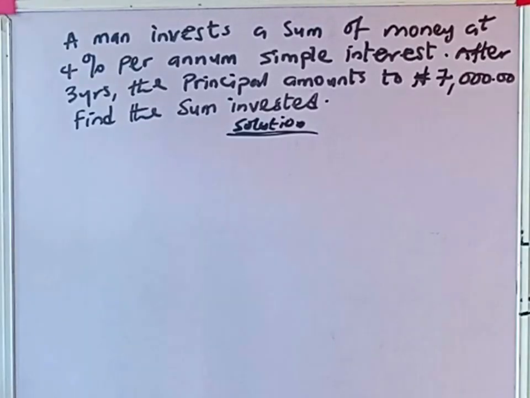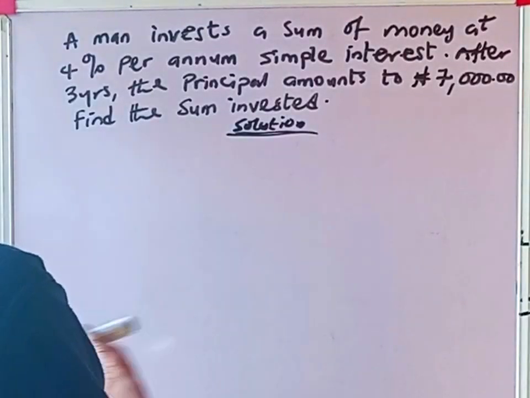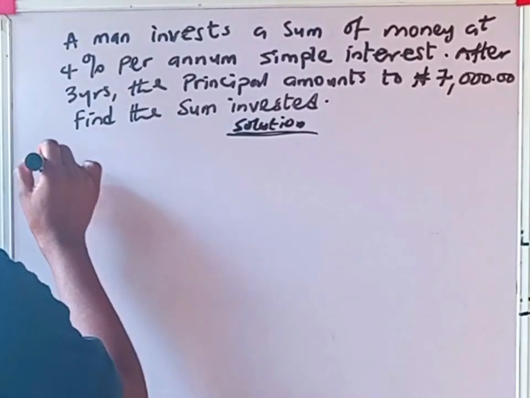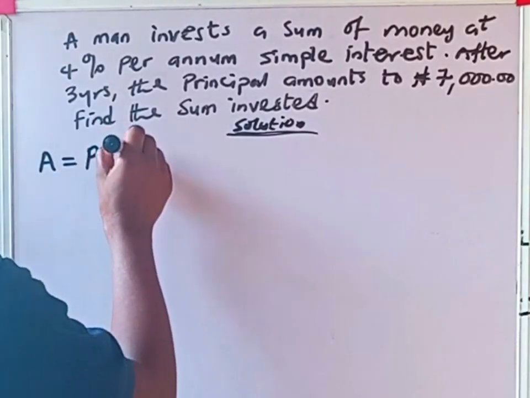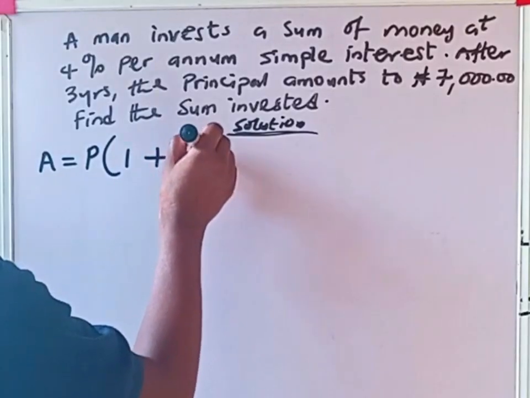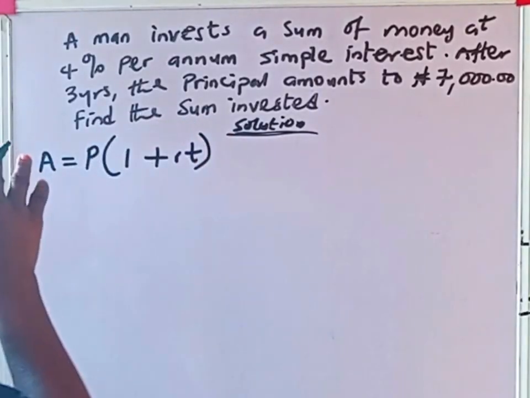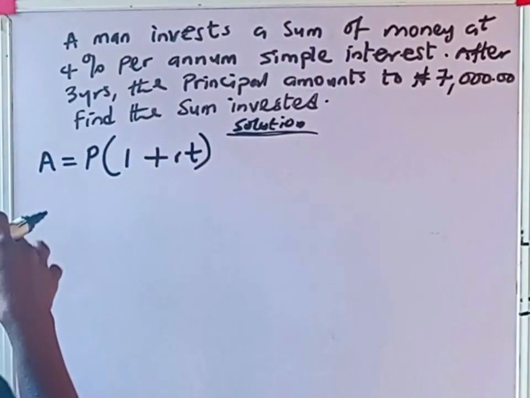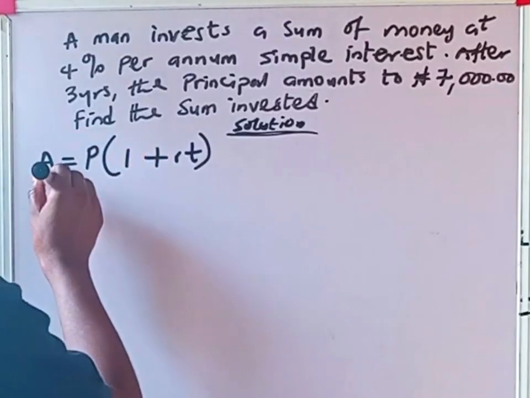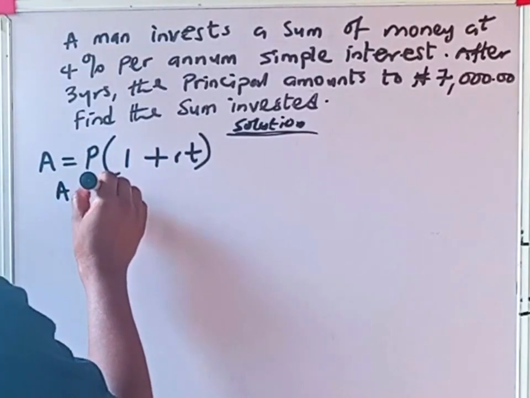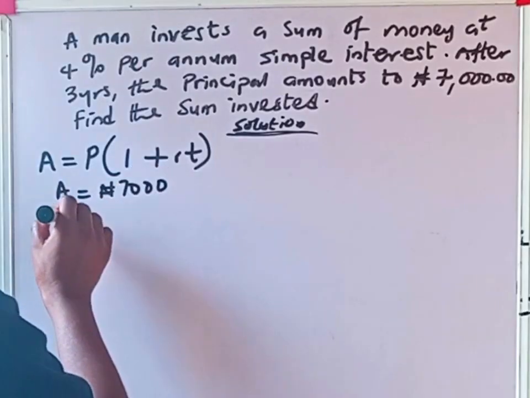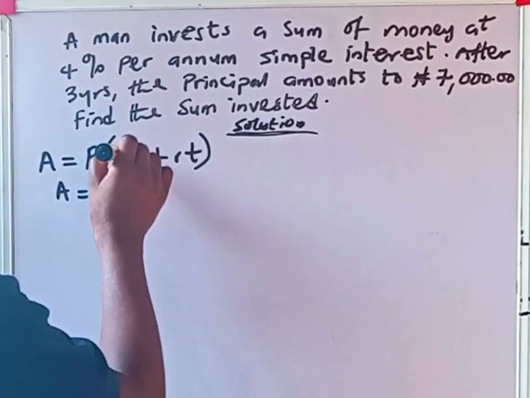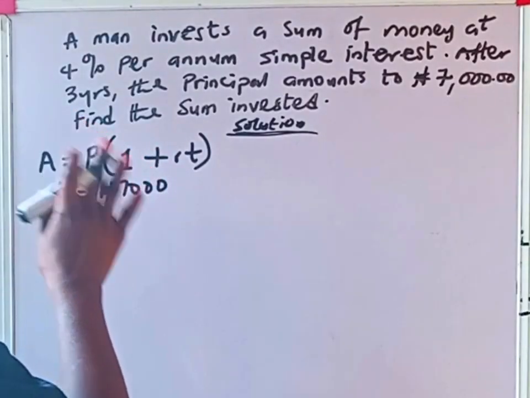The sum invested is the principal. So there's a formula that you can use to solve for principal. You have A equal to P bracket 1 plus RT. This is the formula to solve for amount under simple interest. Now, mind you, they're giving us A as 7,000 naira. This 1 is part of the formula. It's just there. It's constant.